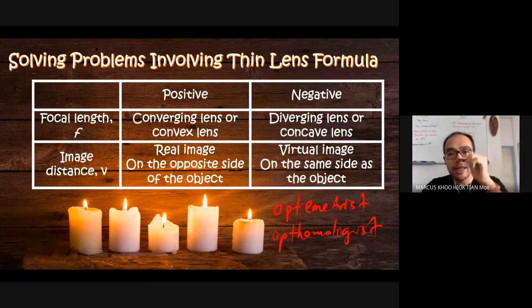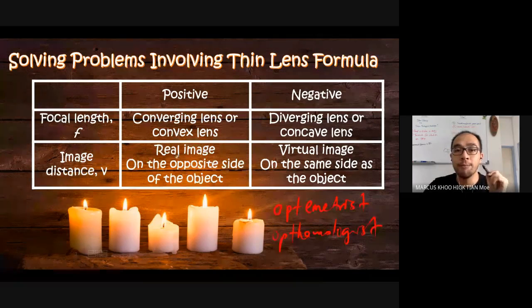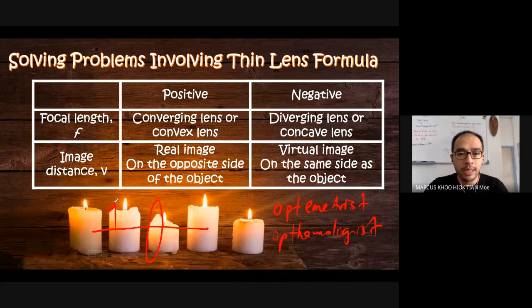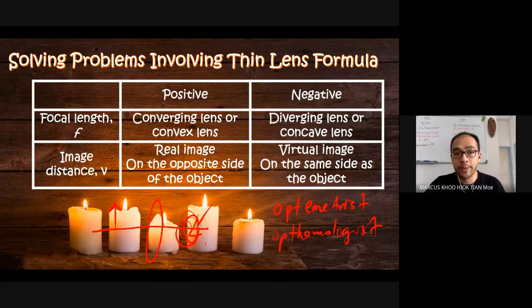When you calculate, if you find that the image distance is a positive number, that means it is a real image. Just to remind you, a real image means if this is the lens, the object is here, the image must be formed over here. See ni, mesti image niya on the opposite side of the object.